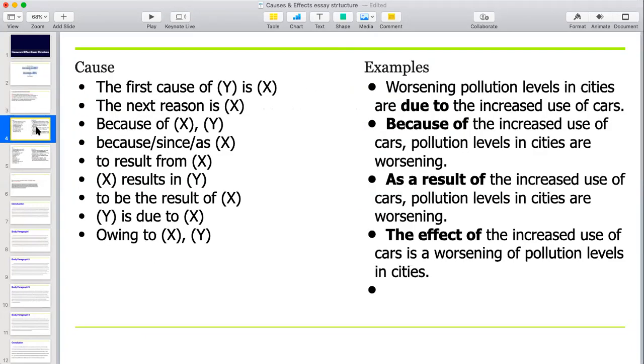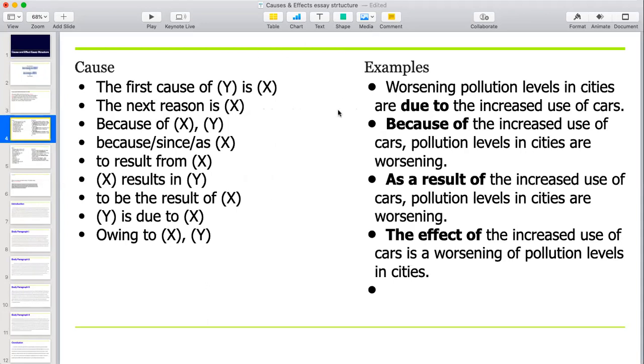When I'm speaking about the causes, I usually say things like the first cause of, and then the problem that I'm talking about is, and I talk about the first cause. The next reason is, and then something. Because of, and so on and so forth. Let's read the examples. So, worsening pollution levels in cities are due to the increased use of cars.